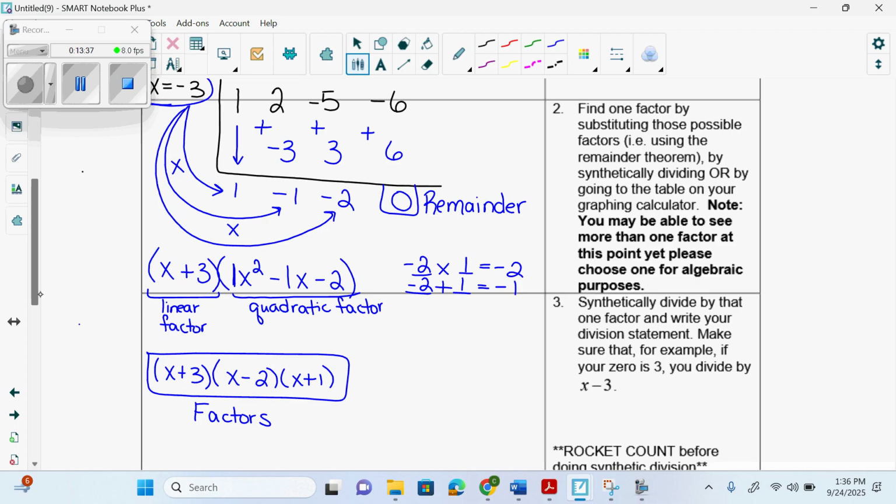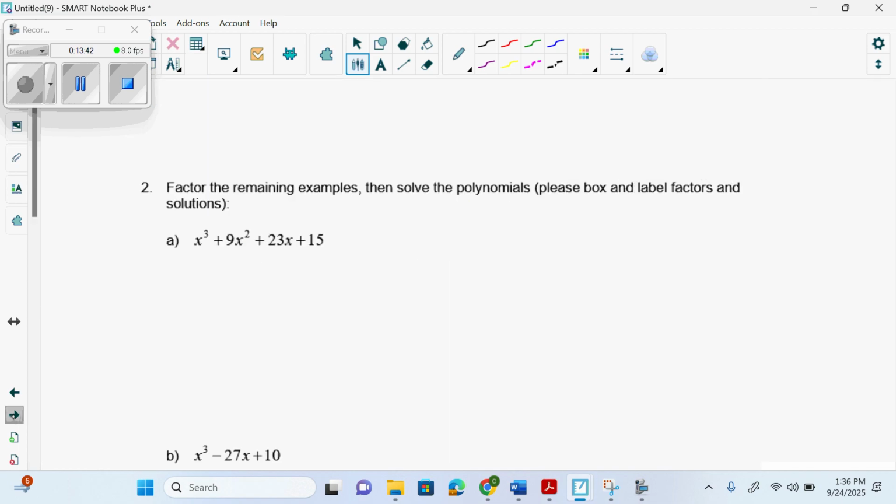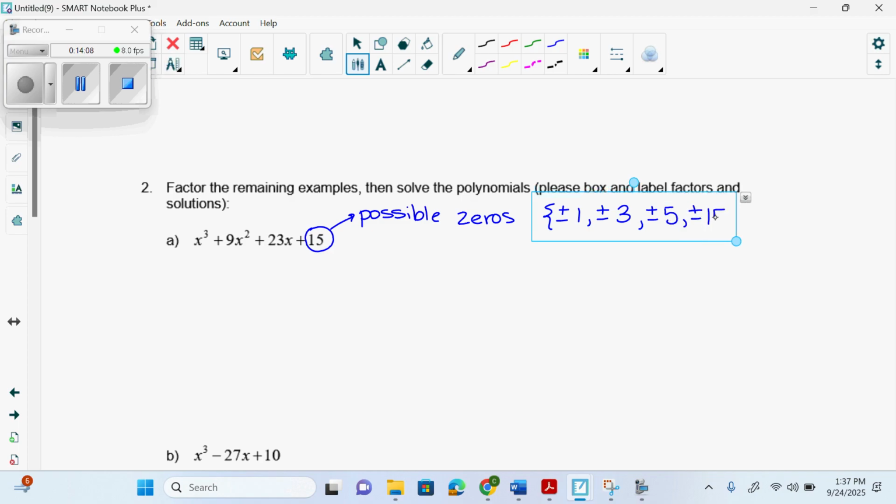All right. So we're flipping over, and we have another x cubed. We're just going to factor these right now. We're not going to solve them. So my possible zeros or x-intercepts come from the factors of the constant, which is 15. Plus or minus 1, plus or minus 3, plus or minus 5, plus or minus 15. So I could try all of these out until I get an x-intercept, being the remainder of 0.